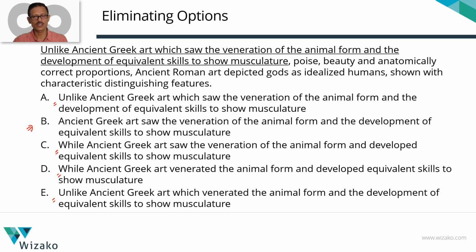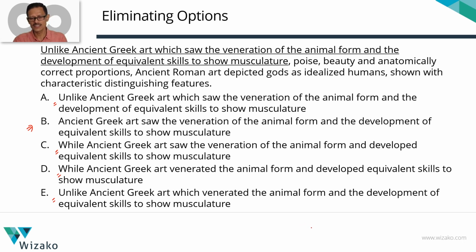So I'm going to step into B, check out whether that makes sense. If it doesn't make sense, then let's look at the other ones. I'm going to read B, the underlined part. Ancient Greek art saw the veneration of animal form and the development of equivalent skills to show musculature, poise, beauty, and anatomically correct proportions. Good. So ancient Greek art did all of this. Comma. Ancient Roman art depicted gods as idealized humans shown with characteristic distinguishing features.